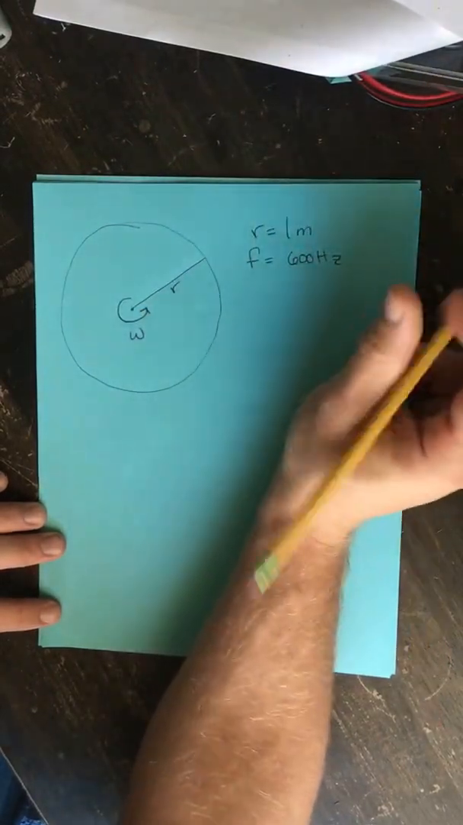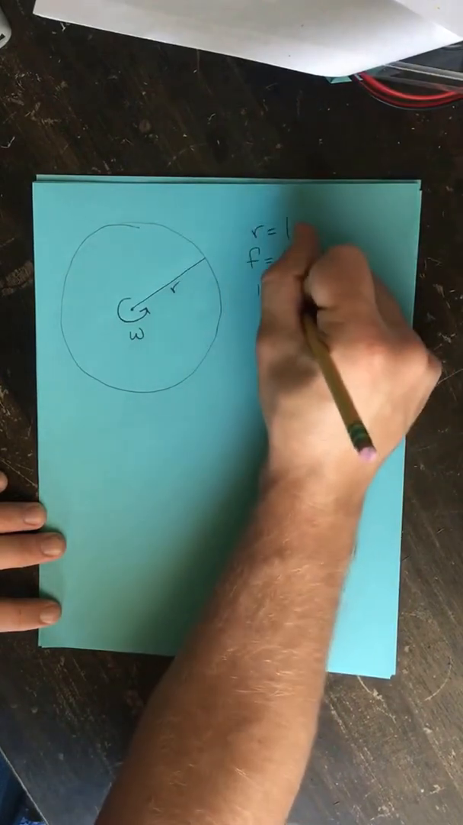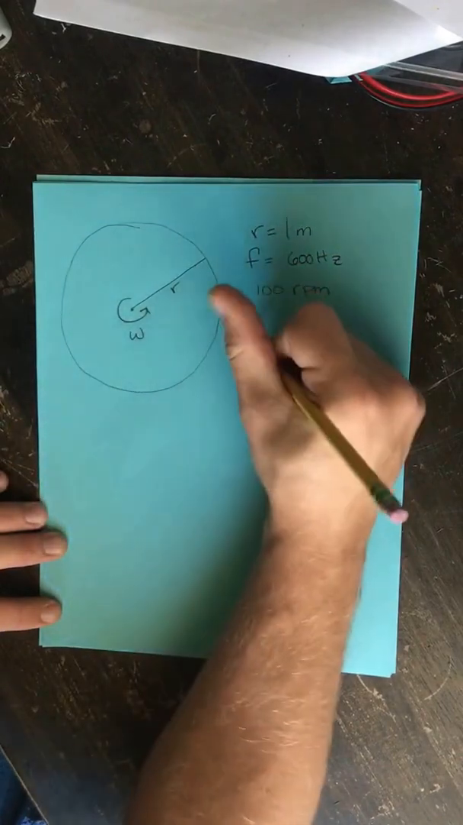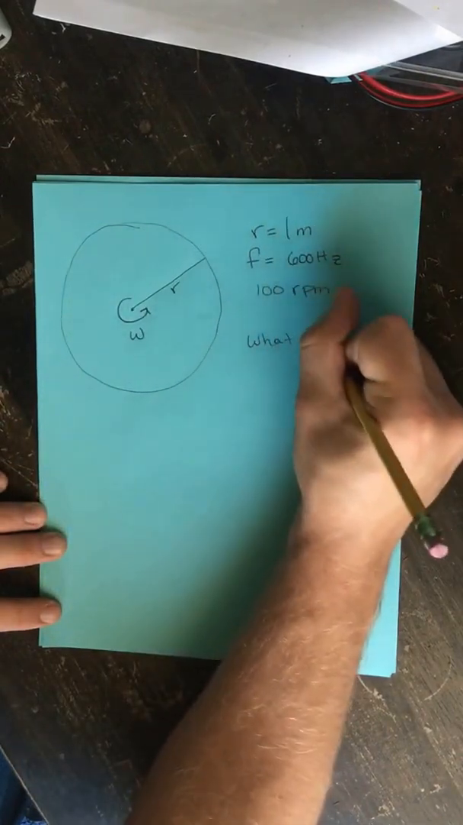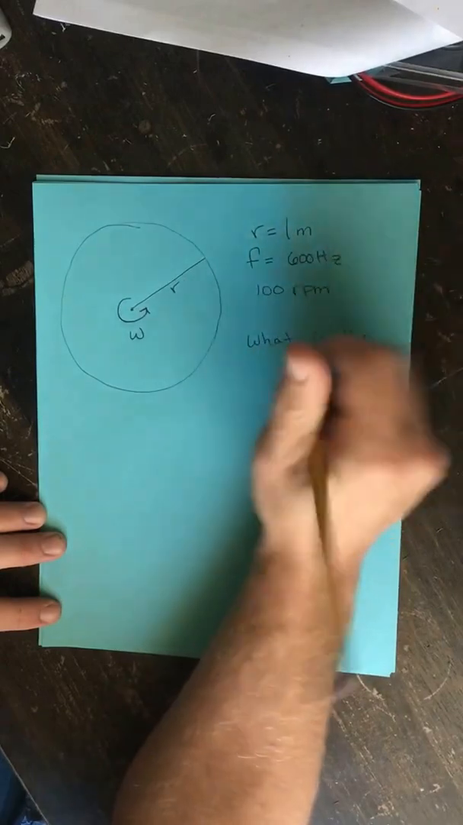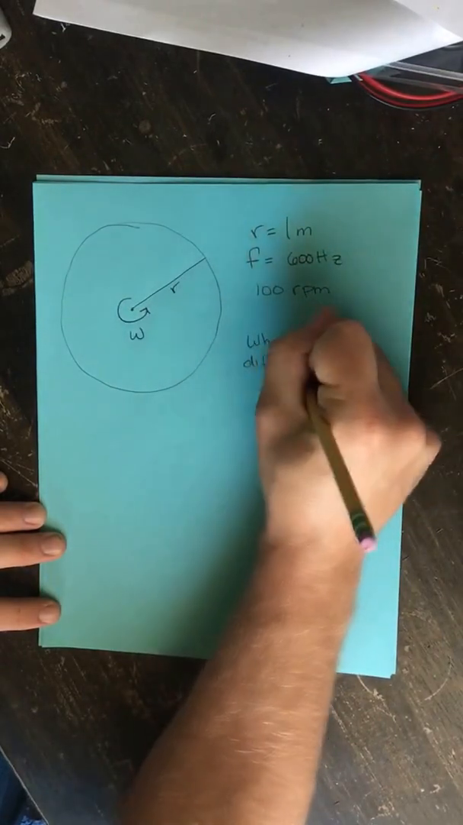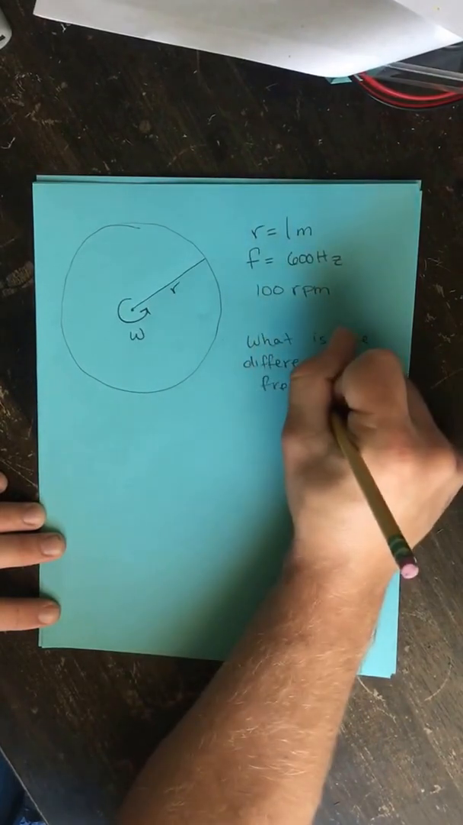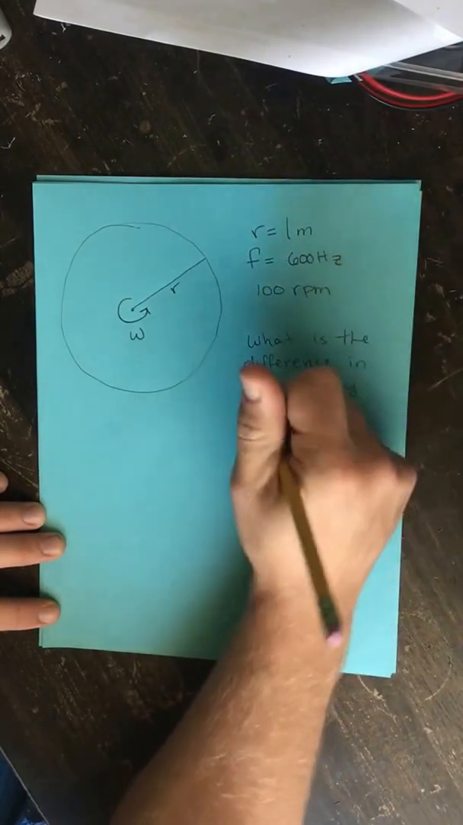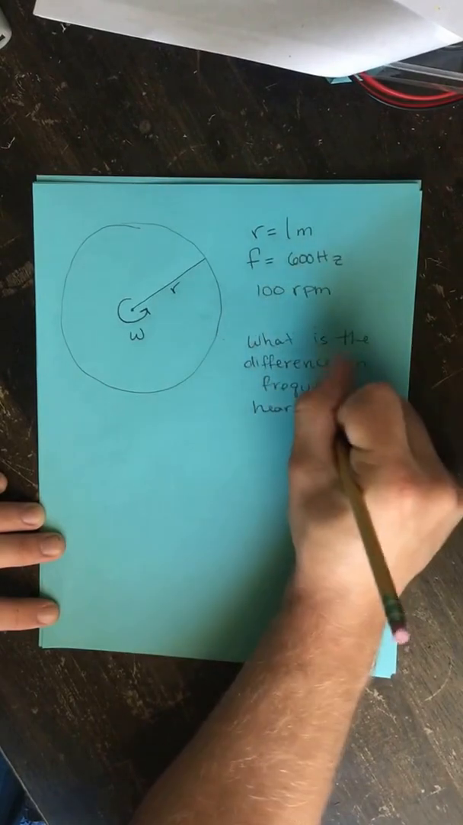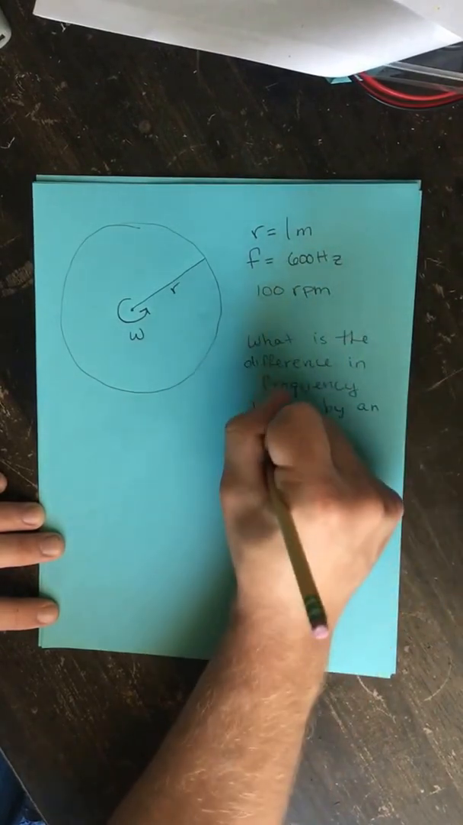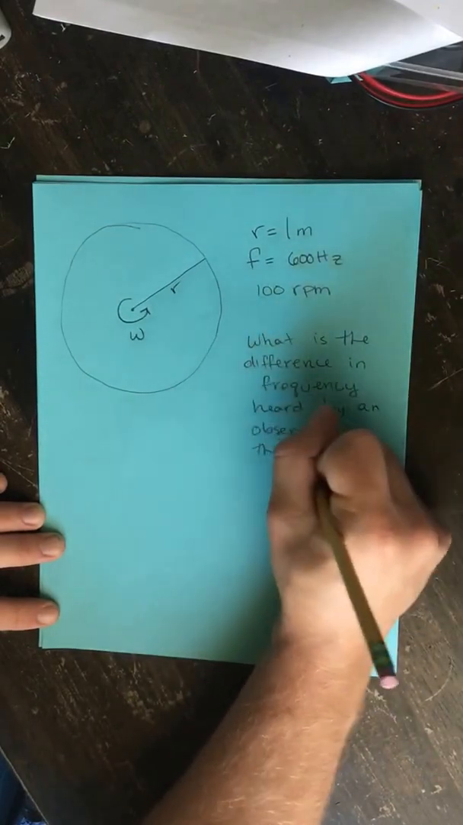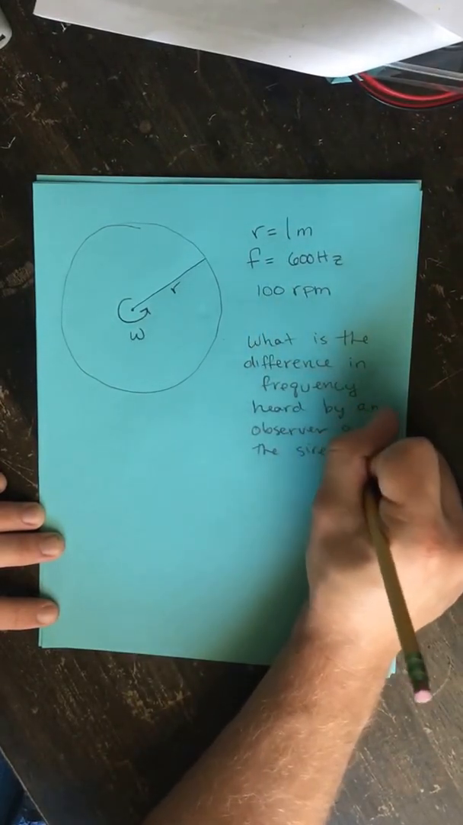And let's pick a reasonable value for me to be spinning this thing at. How about 100 revolutions per minute? And the question is, what is the difference in frequency heard by an observer as the siren is rotated?